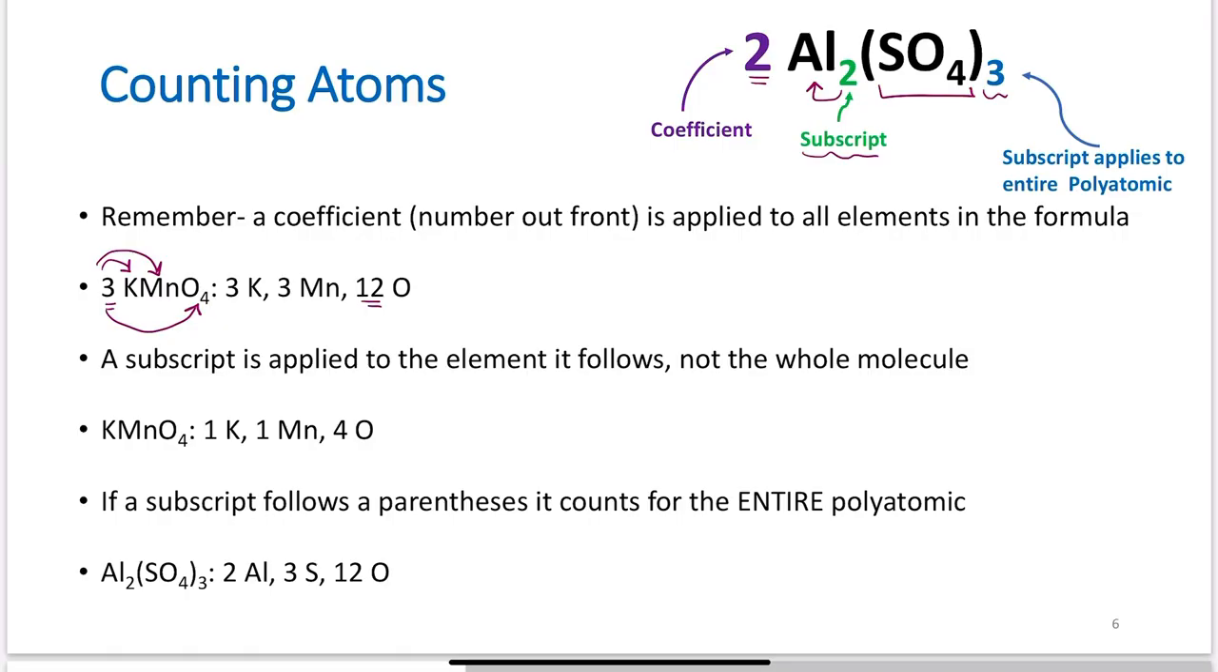So here in KMnO4, I don't have any subscript on the potassium, so I have 1 potassium. I don't have a subscript on the manganese, so I have 1 manganese. But notice here I have 4 oxygen, so that 4 means I have 4 oxygen atoms in this molecule. If a subscript follows parentheses, it counts for the entire polyatomic. So again, this means I have 2 aluminum. This 3 means I have 3 sulfur, and 3 times 4, overall 12 oxygen in this formula.